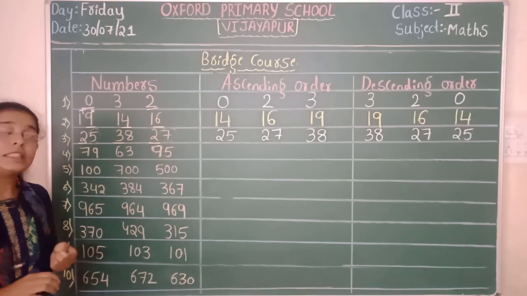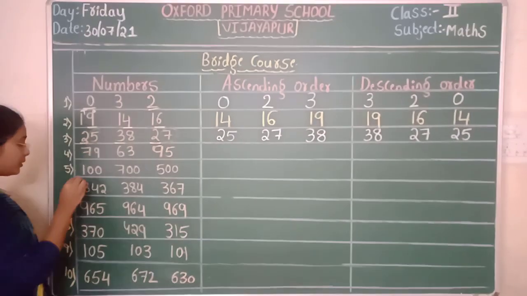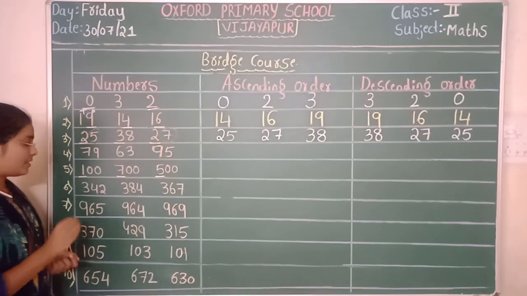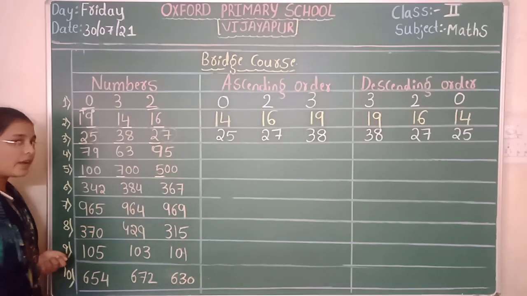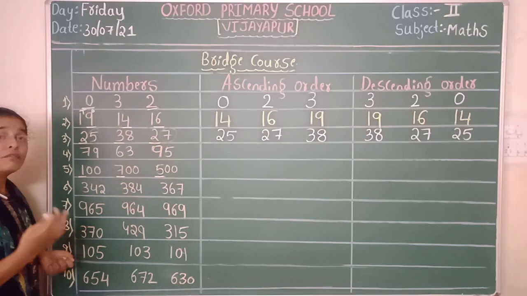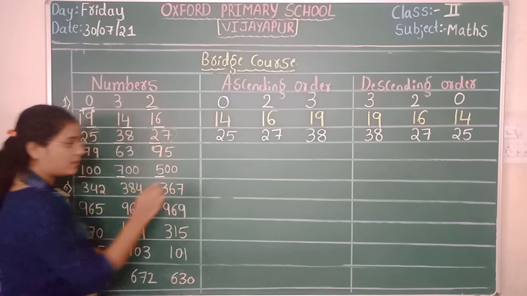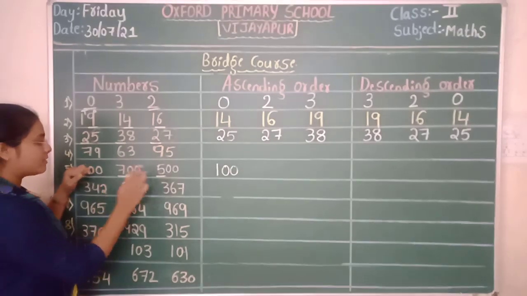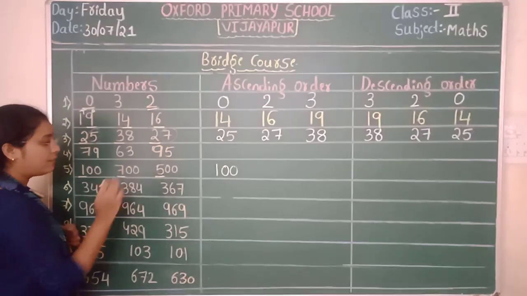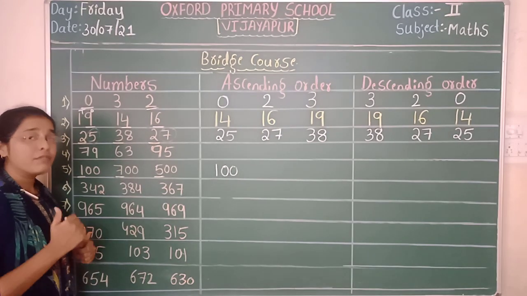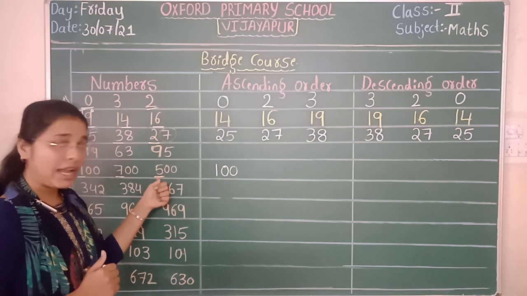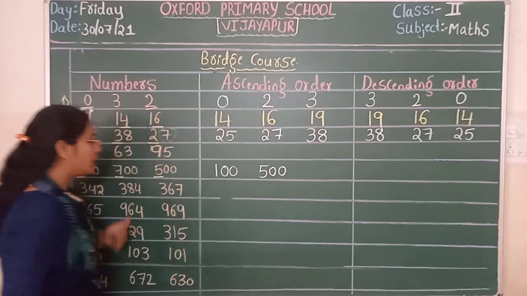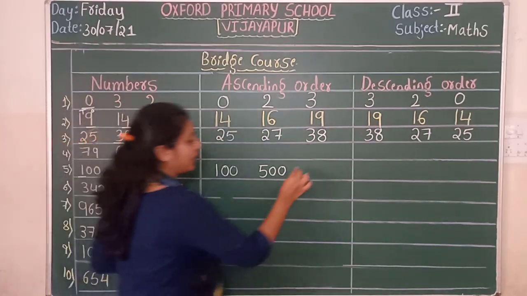Now I will teach you about 3 digit numbers. First we have to compare the biggest place. Which is the biggest place here? Hundreds place. 1, 7 and 5. In these three numbers, which is the smallest one? Number 1 is the smallest. So write down 100 at first. It completes. Now in this, 7 and 5. Which is the smaller one? Number 5 is the smallest. So we have to write it as 500. And the remaining number is 700. We will write it as it is.